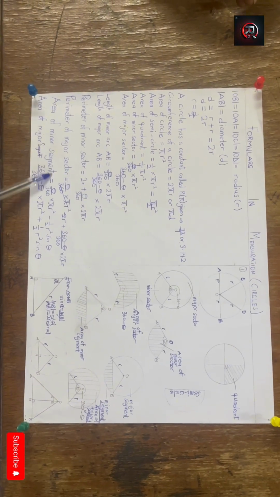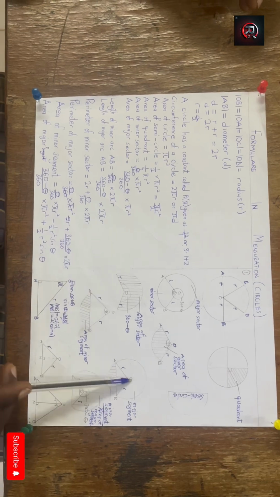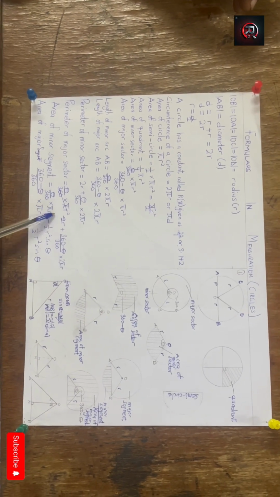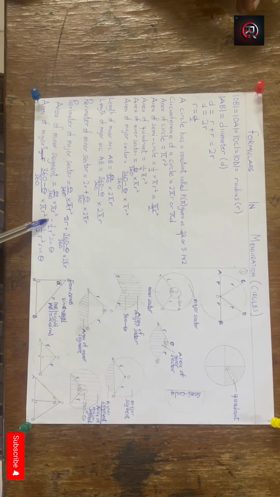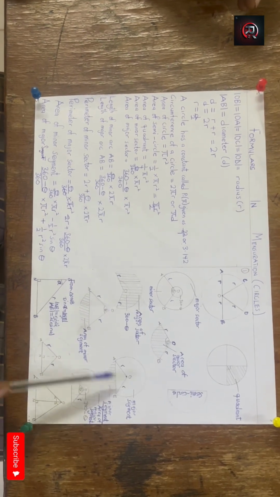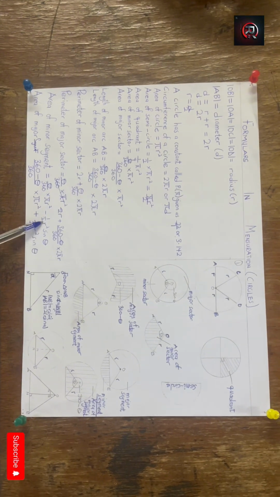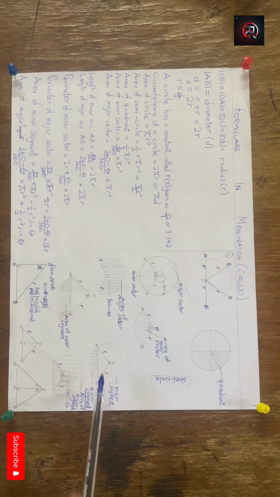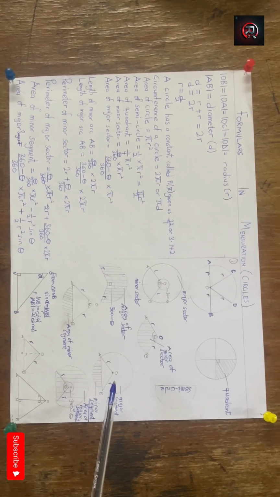Area of minor segment is equal to the area of the whole minor sector, which is theta over 360 times pi r squared, minus the area of the triangle, which is half times r squared sine theta. In other cases, the area of a triangle can also be given as half base times height.